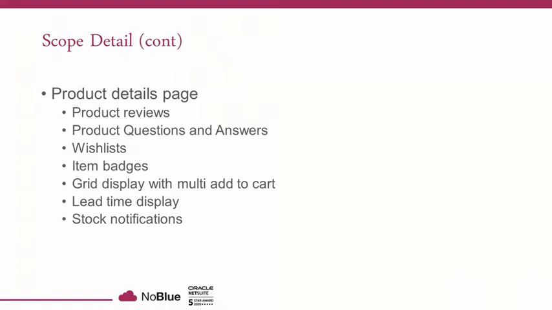Item badges, and this is useful for best-selling items or clearance items that you want to show on the page, and a little badge appears, and that can be easily customized. Grid display with multi-add to cart. This is a feature that I have an image of in the next slide, where if you have an item with variants, so a matrix item, you can select multiple quantities for the different options and add them all together to cart.